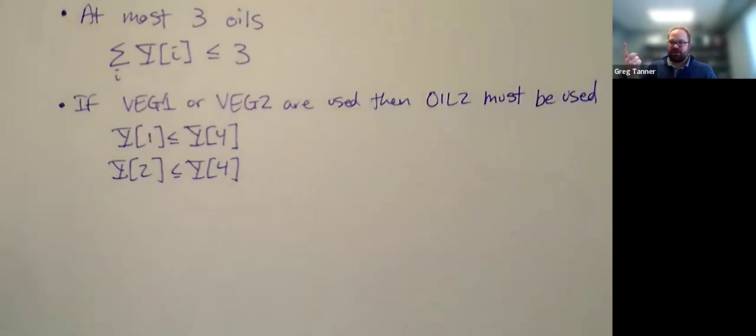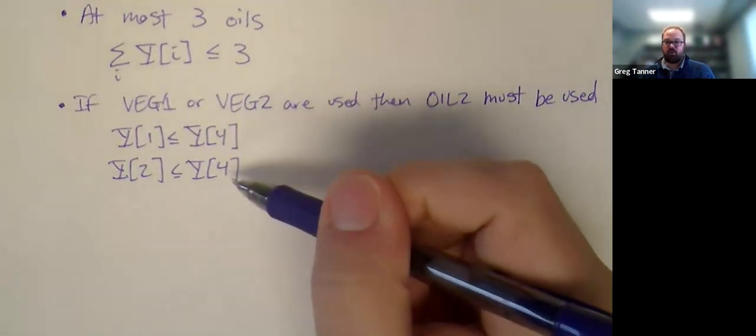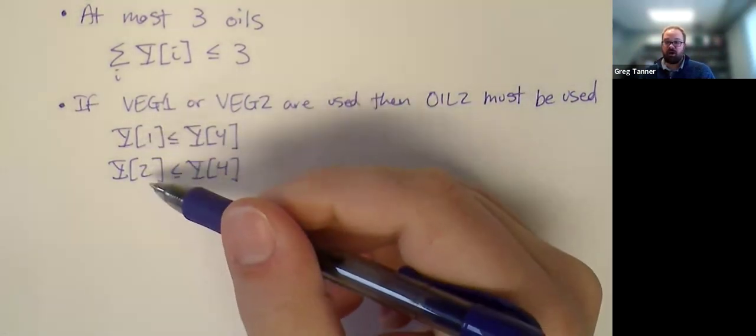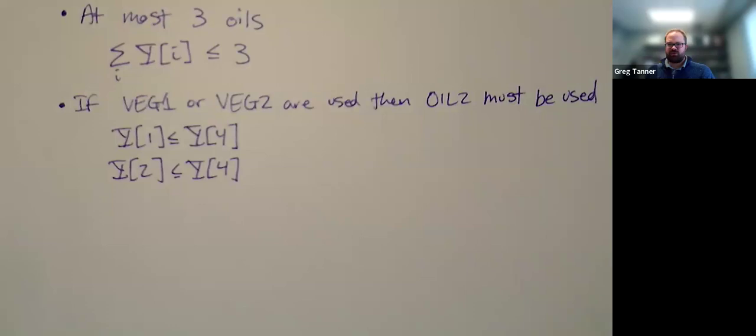So y1 or y2 pushes up y4, pushing up being turning on, and pushing down being turning off. You could also think of it as y4, if it's 0, turns off both y1 and y2, which almost guarantees that we're going to use oil 2 in this, because otherwise we'd be eliminating all of our vegetable oils from the mixture. And since we get profit per ton of oil used, if we completely eliminate vegetable oils, we're probably not going to make our most profit from this product. Okay.